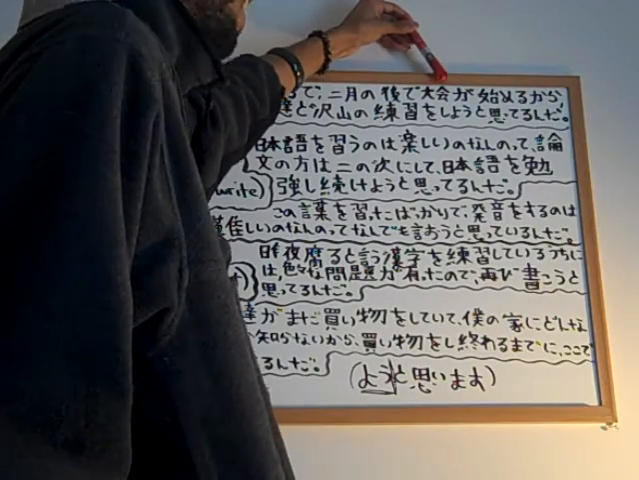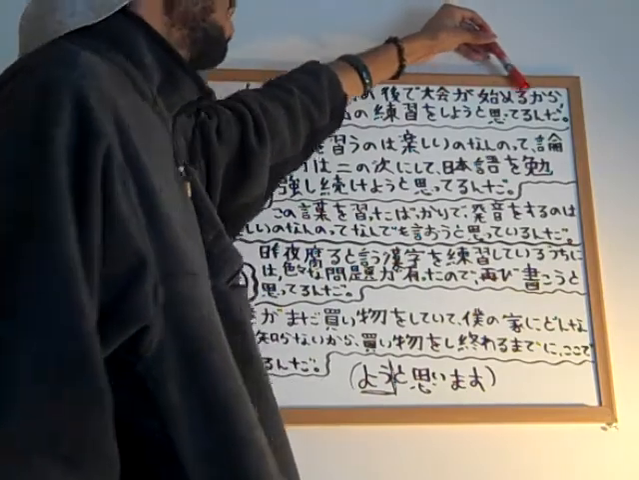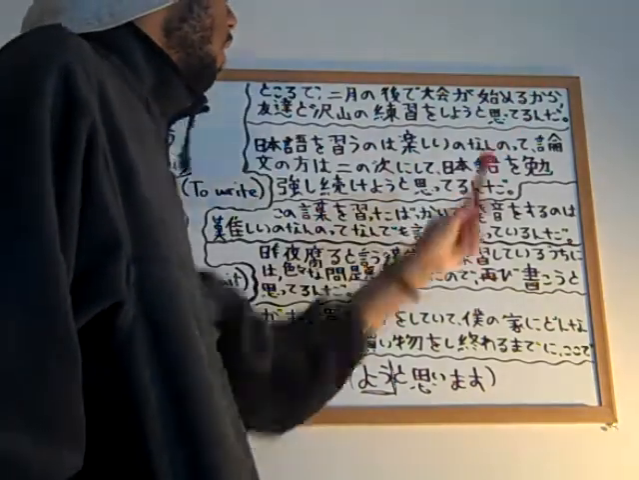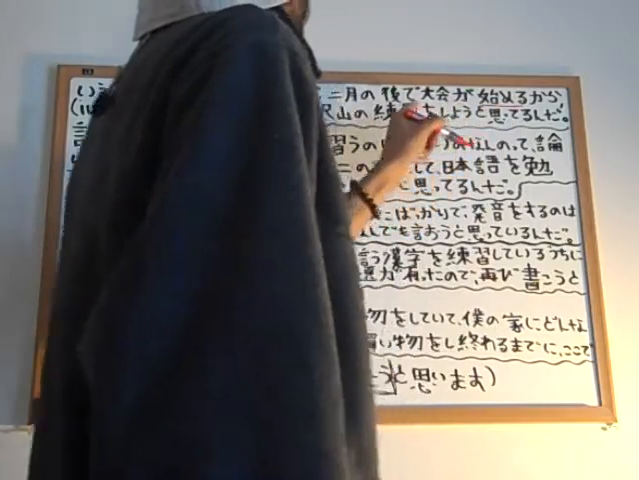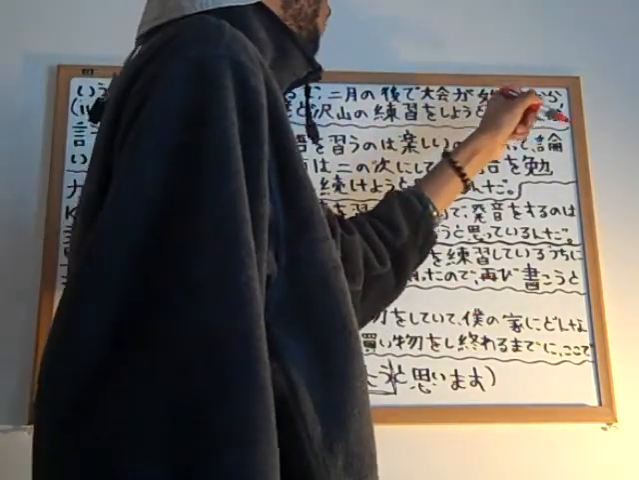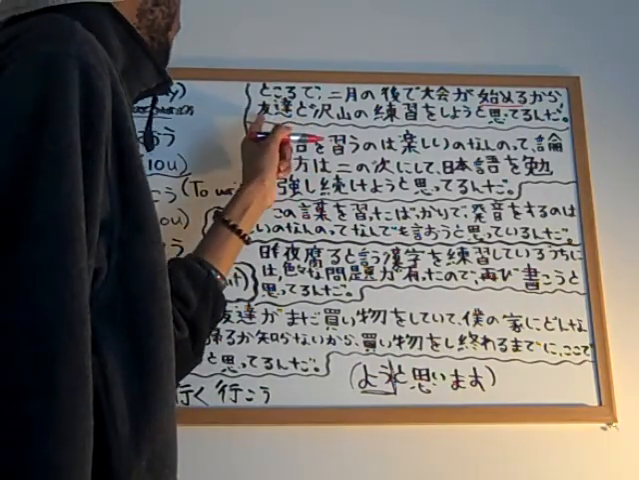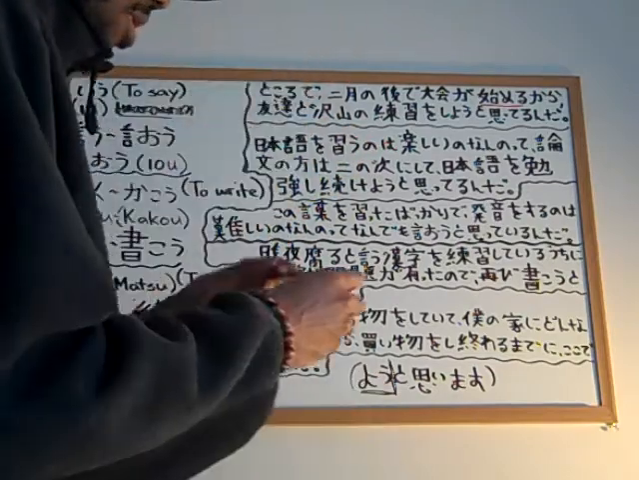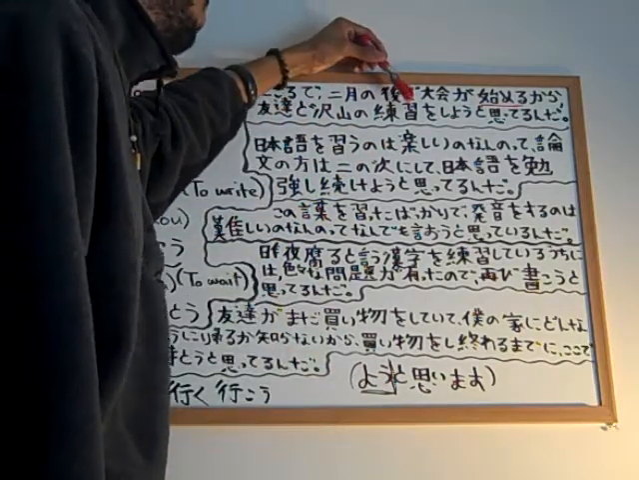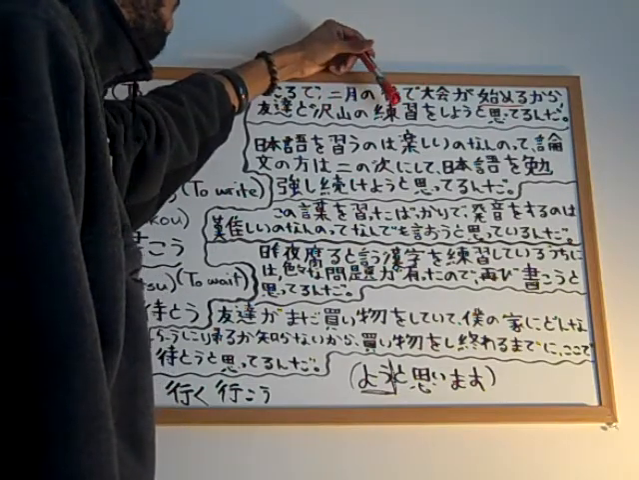Taikai is tournament. So 大会が始めるから, the tournament is going to begin, or because the tournament is going to begin. Hajimeru means to begin or start. So taikai ga hajimeru kara. Tomodachi to. This tomodachi means friend. Takusan is a lot. So takusan no renshu means a lot of practice.